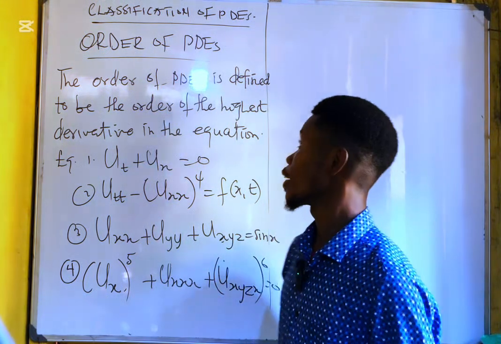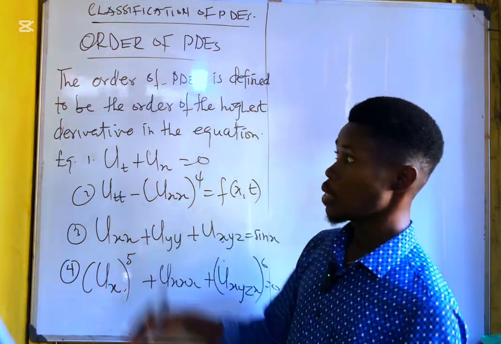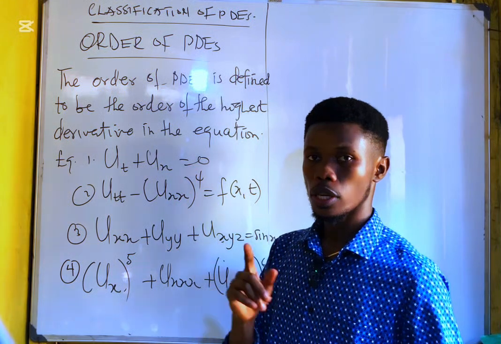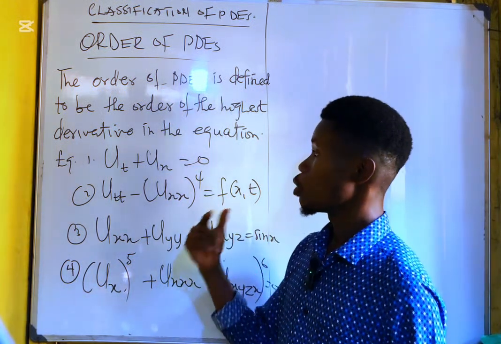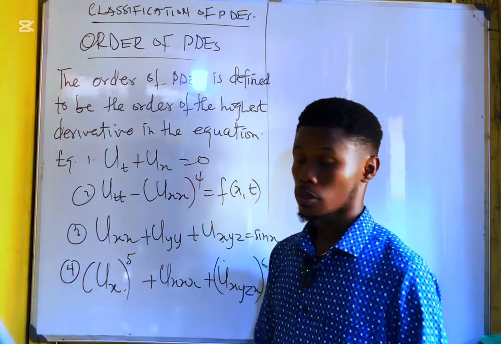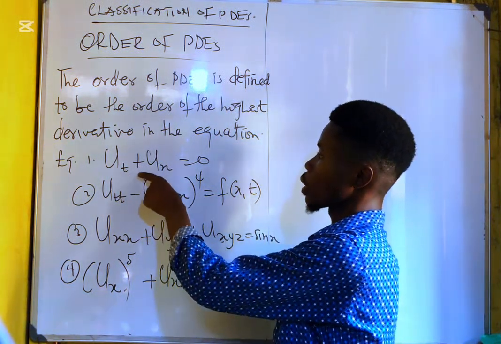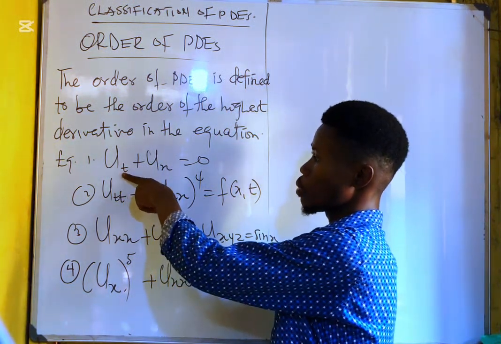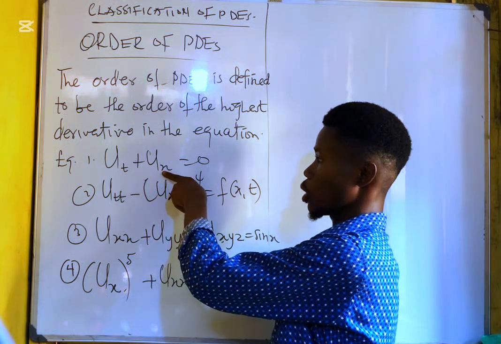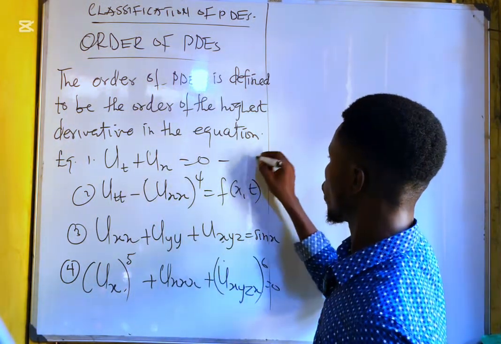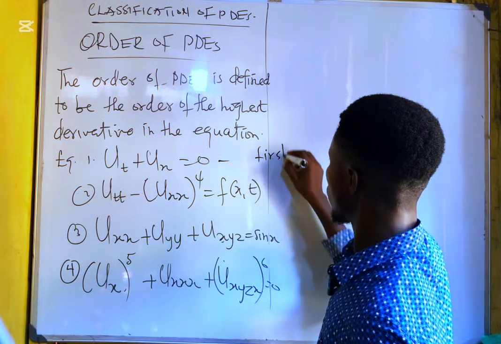Now let's look at the order of a PDE. In fact, this is similar to the ODE, because for the order of a PDE, we only look at the highest derivative. So let's take this one, for instance. This one means we have differentiated once. So what is the highest here? It's 1. So this will be the first order.